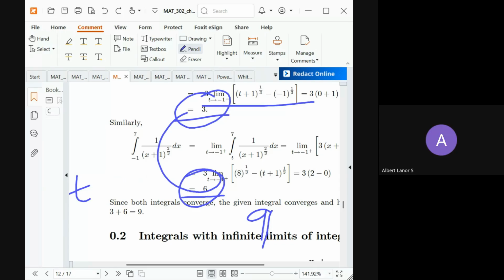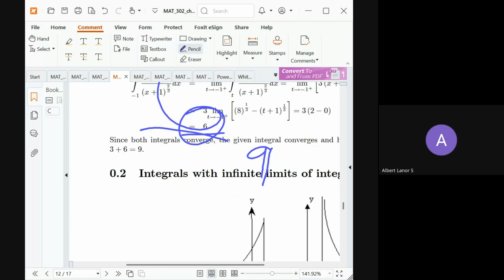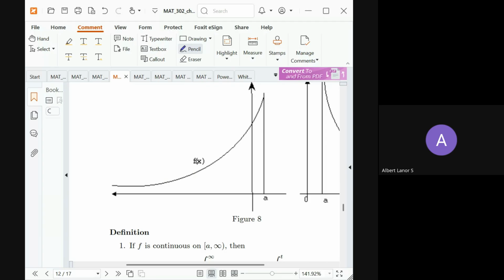So now we have found the first integral. We have 3, the second one is 6, and then you can sum the two of them to get 9. Once you get 9, it tells you that both of them converge, then the integral would converge. Now finally, we've done one now.